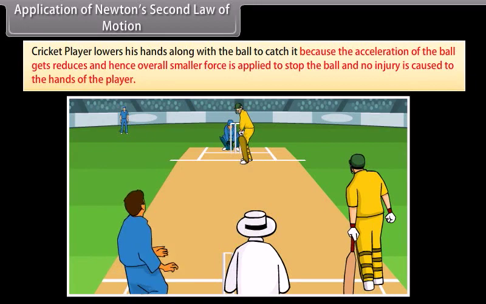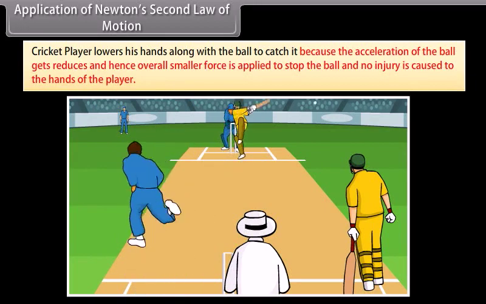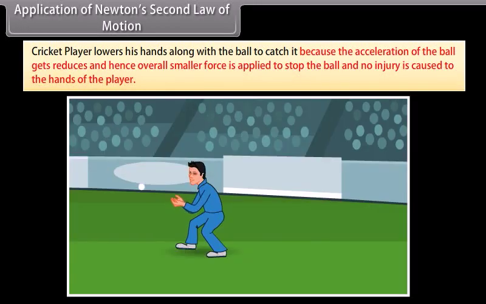Application of Newton's second law of motion. A cricket player lowers his hands along with the ball to catch it because the acceleration of the ball gets reduced and hence overall smaller force is applied to stop the ball, and no injury is caused to the hands of the player.